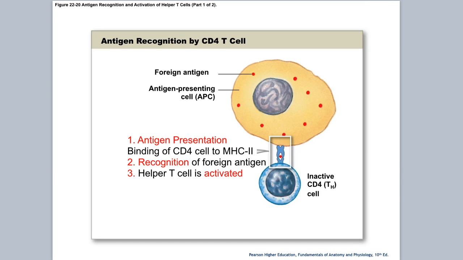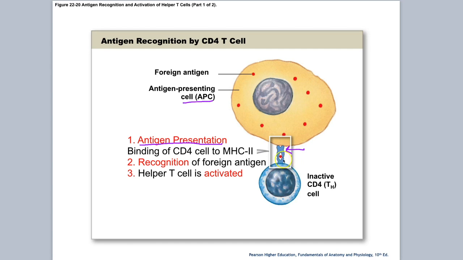So on this slide here, we have the next step. This is the antigen presentation part of getting this helper T cell activated. Here we have our APC that just processed. This is like what we saw on the last slide, but the APC is much smaller on this slide. See the MHC2 protein right there? It's holding the foreign antigen.